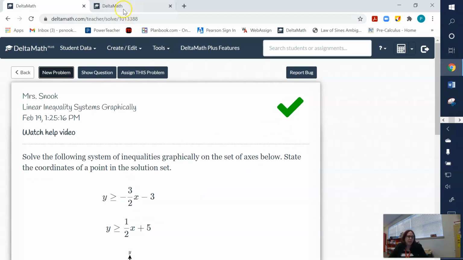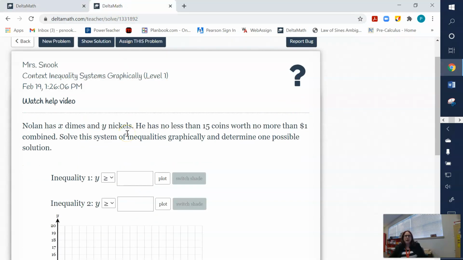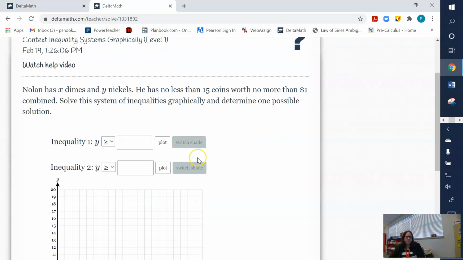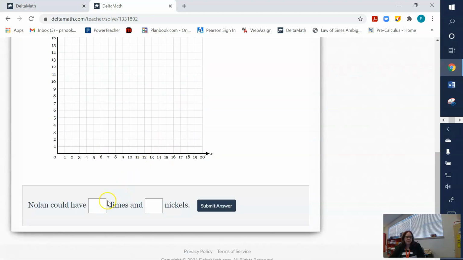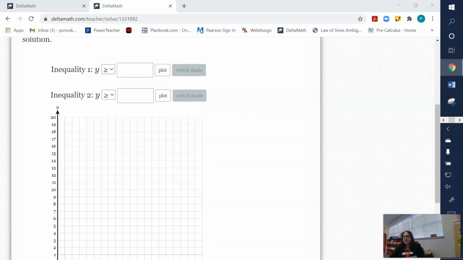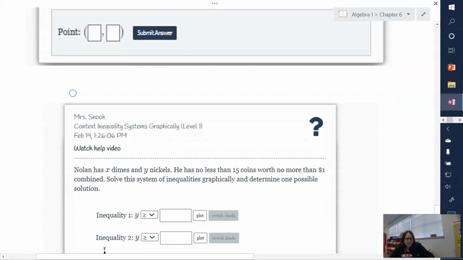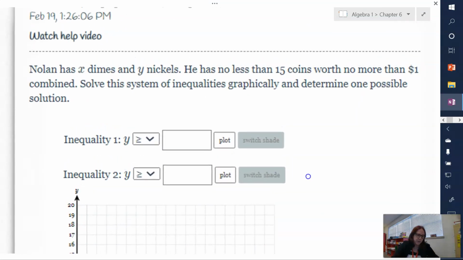Now the next kind of problem we're going to do is this kind where we are in context. And looking at Delta Math, it wants me to decide which symbol to use. It wants me to put in the inequality over here. Click plot, it'll plot the line for me. And then do the same thing for the second inequality. And then I have to choose where to shade. And then at the bottom, it's asking for one possible solution. So let's go over into OneNote where I can show my work.